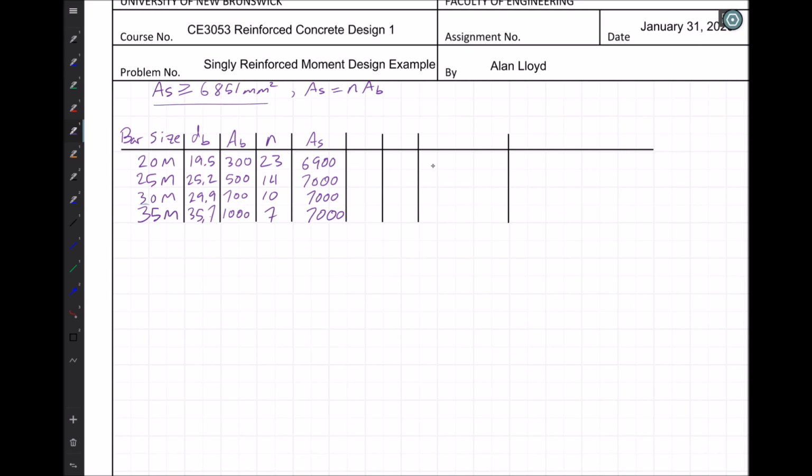Going to that cover equation, we can calculate BC prime of 30, 30, 30, and by the time we're down here, it's governed by bar diameter, not that 30 millimeter default value, 35.7. Then we can find S minimum, the minimum spacing of bars: 30, 35, 42, and 49.